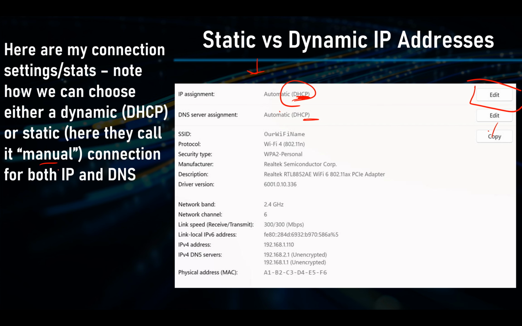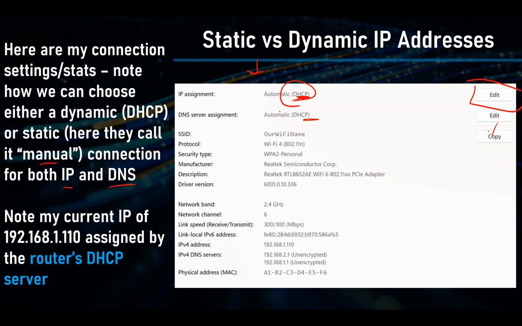On Windows, they call static "manual". And I think the reason they call it manual is because if you're not familiar with networking terms, then manual and automatic is probably easier for a regular person to understand, rather than static and dynamic, which maybe those people aren't familiar with. And for this we can see DHCP is going to work both for IP addresses and also the DNS server.